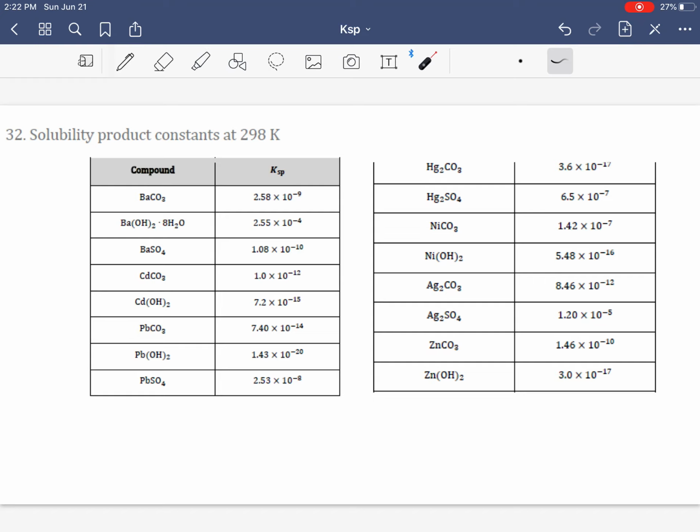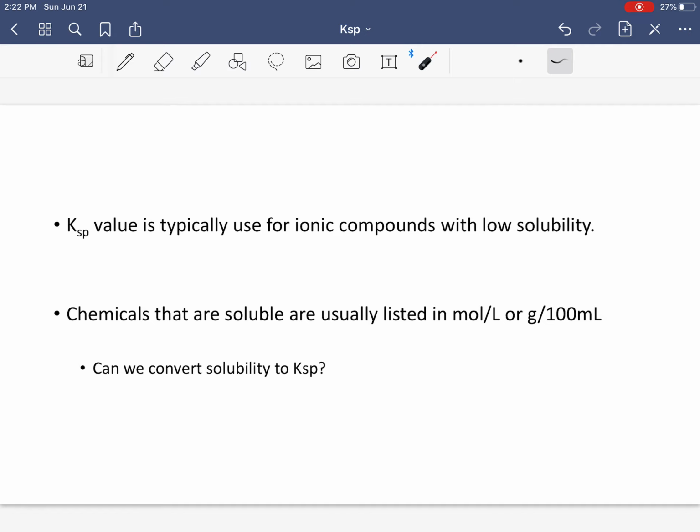But let's say you didn't do that. You kept it at room temperature. And at room temperature, this is the equilibrium constant for your solute. Okay. Now, there's information here that we can uncover. Such information is, can we convert Ksp into solubility?